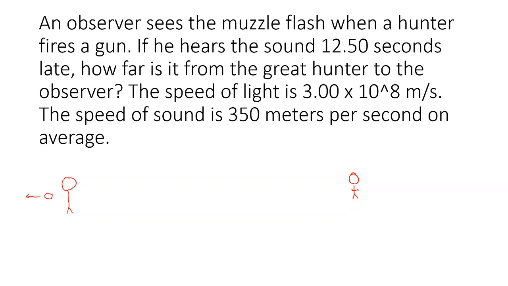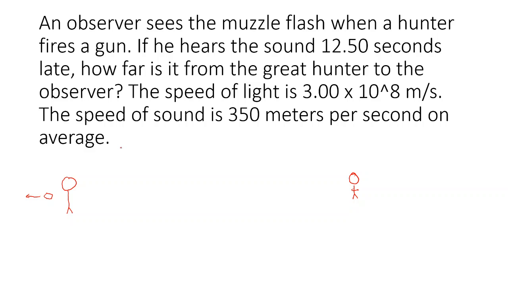The speed of light is 3.00 times 10 to the 8 meters per second, and the average speed of sound is 350 meters per second. Just so you know, that varies. The speed of sound varies on some variables. Also, the speed of light can vary depending upon the medium in which it's passing through.